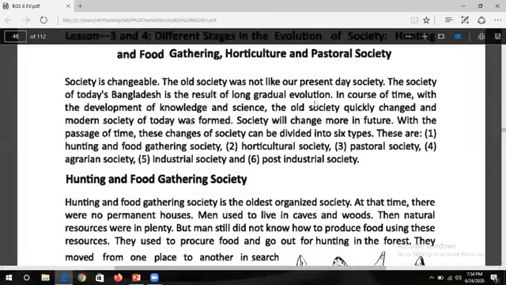With the passage of time, these changes of society can be divided into 6 types. These are: number 1, hunting and food gathering society, horticulture society, pastoral society, agrarian society, industrial society, and post-industrial society. In the very first pages of the slideshow, there are some pictures regarding this issue.